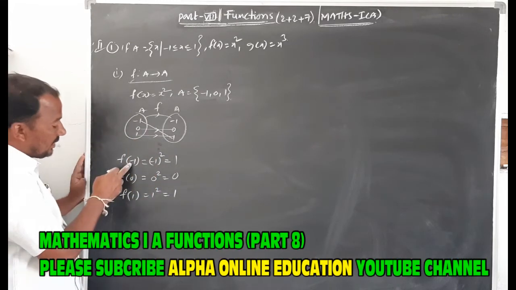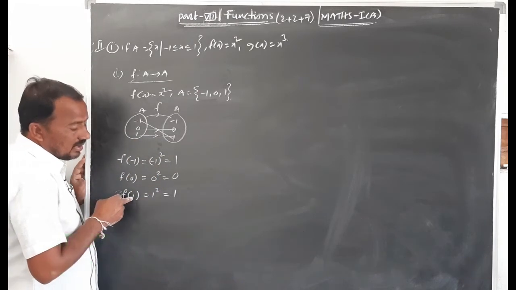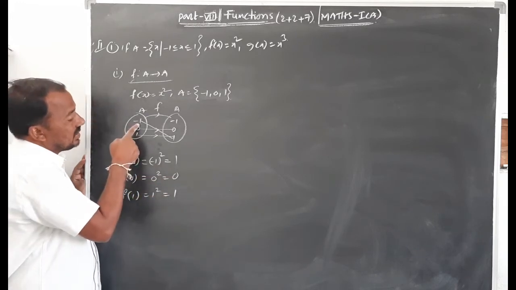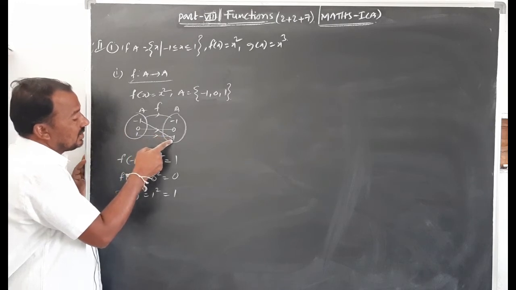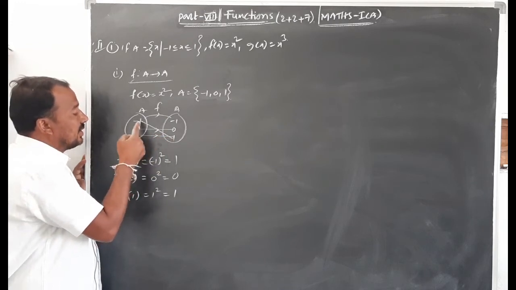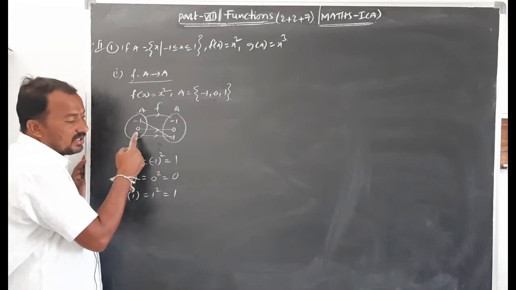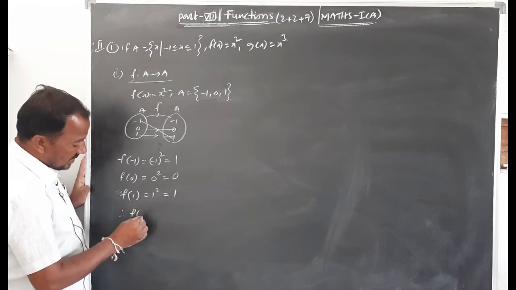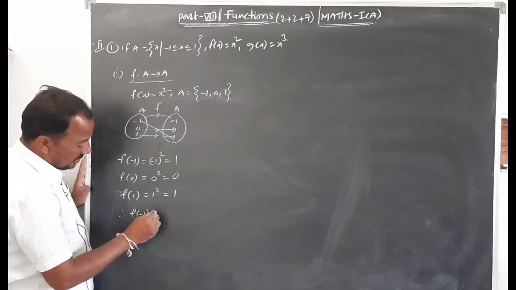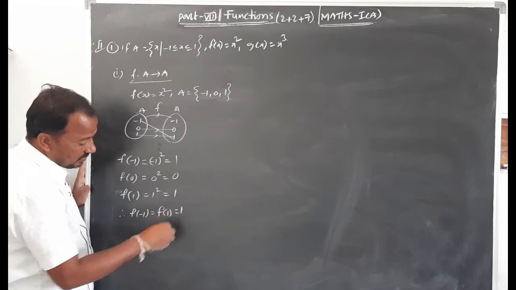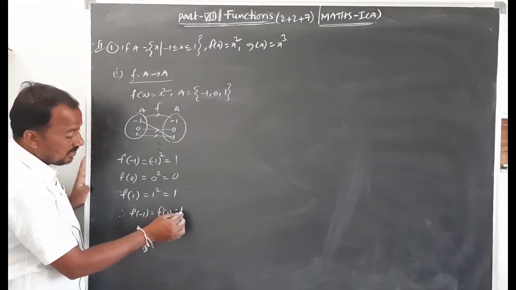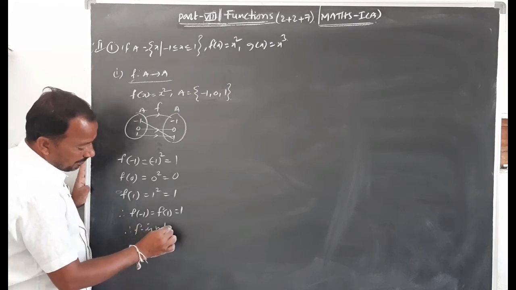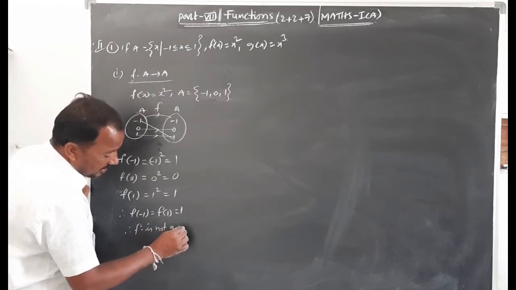Different elements do not have different images. The image of minus 1 is 1, and the image of 1 is 1. Different elements have the same image. So f of minus 1 equals f of 1 equals 1. Therefore, f is not an injection.